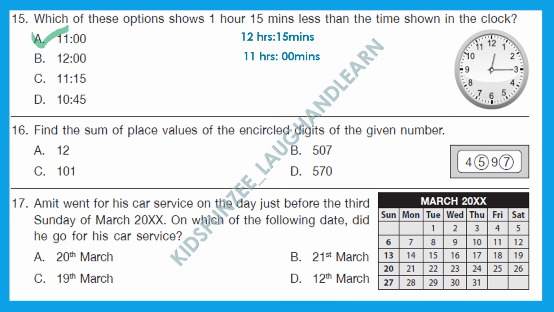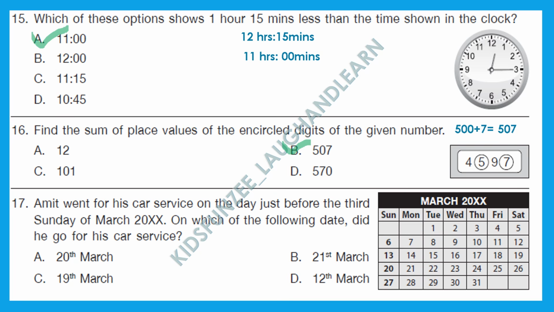Moving to question 16, find the sum of place values of the encircled digits of the given number. Here encircled digits are 5 and 7. What is the place value of 5? It is 500. Place value of 7 is 1s, that is only 7. So 500 plus 7 is 507. We got the answer as option B. Let's see the next one.